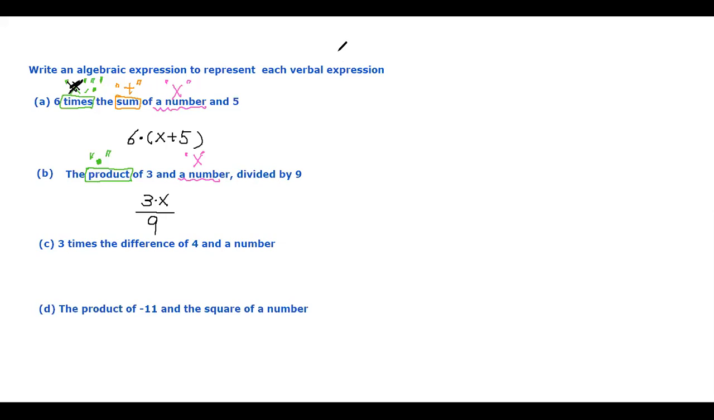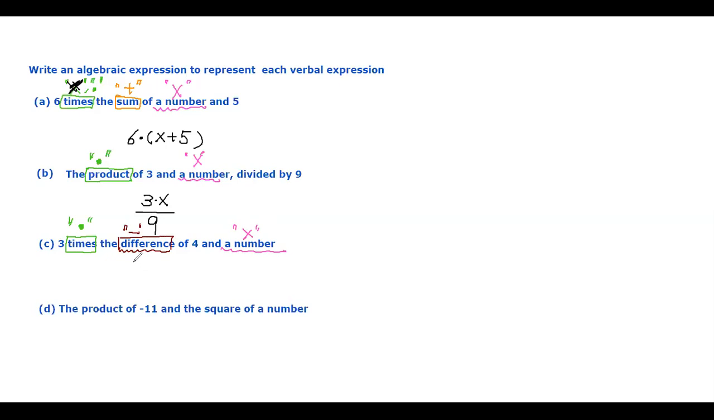Next one is here. We say, again, 3 times. So what does times mean? Multiplication, right? 3 times the difference here. What does difference mean? That means minus, right? So let's say I use the 3 times the difference of 4 and a number. So this is my x here, right?